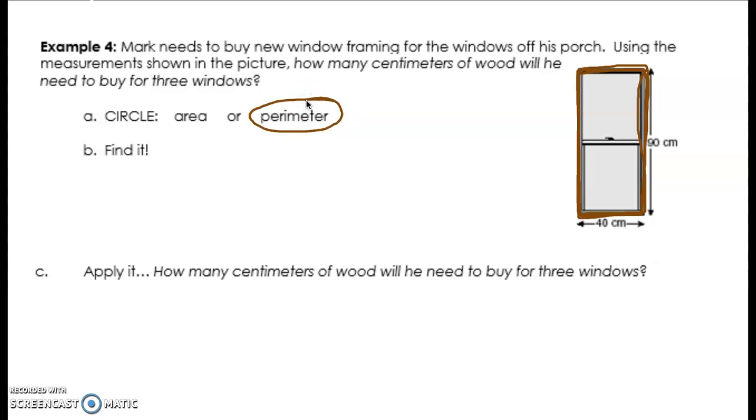Now, going back to our practice with perimeter, remember we talked about that we need to add up all the sides.